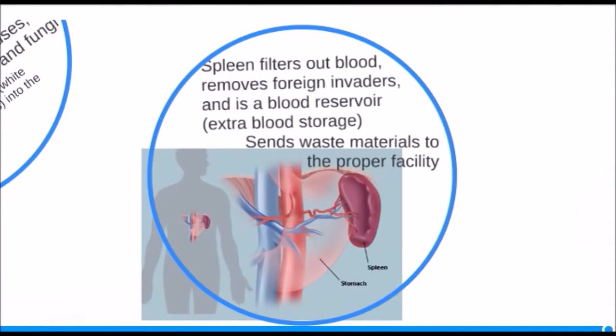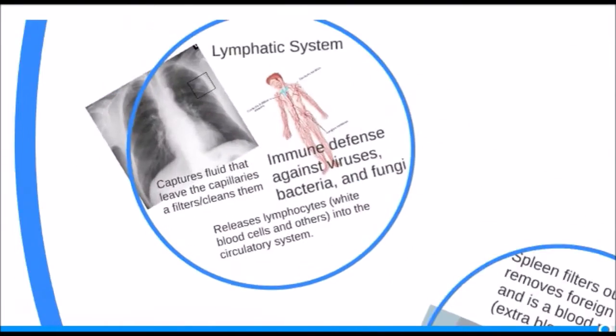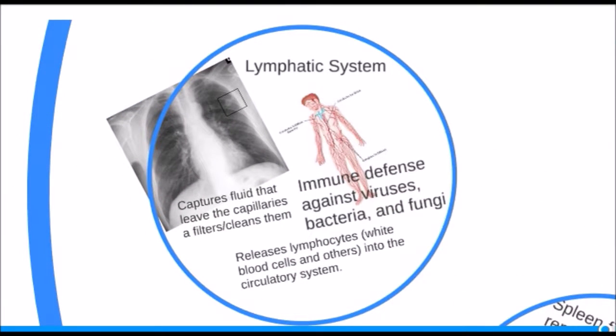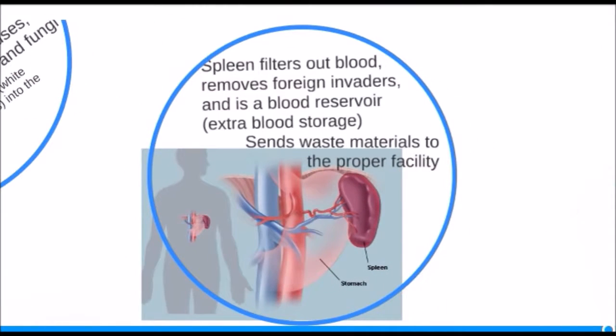The human body holds about a cup of blood inside the spleen. So if you get cut and you lose a little bit of blood, you're not going to die immediately from that blood loss, because your spleen is going to help make up for that blood by sending more blood into your body. The lymphatic system also absorbs fat from the intestines and helps deliver it to the circulatory system.